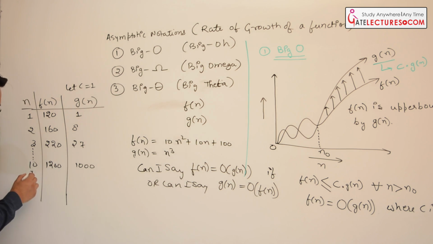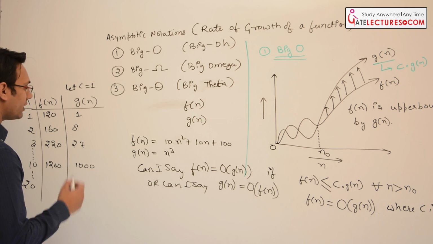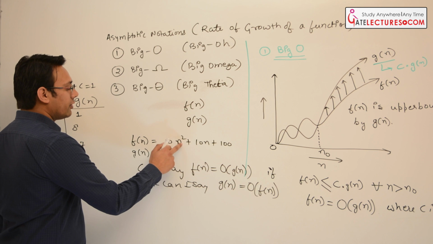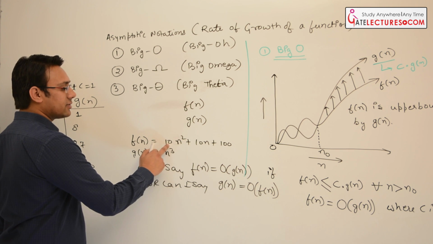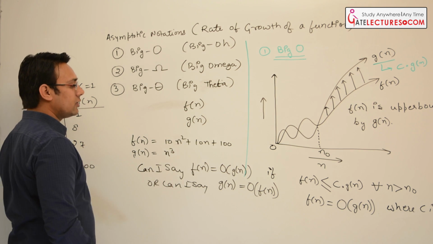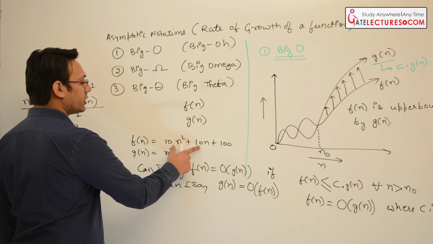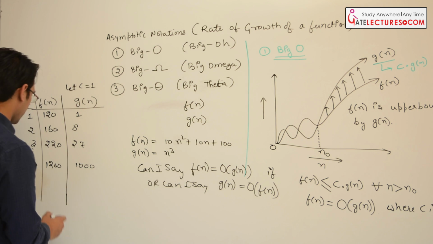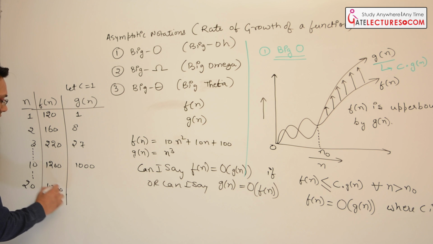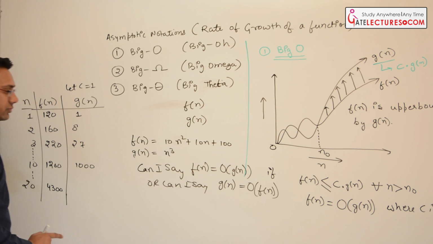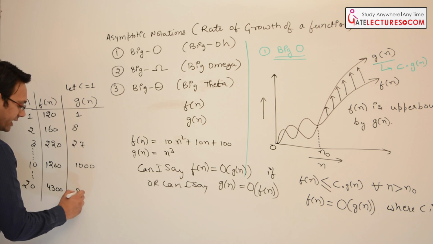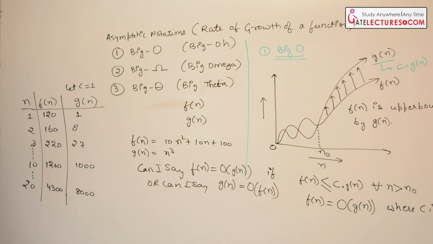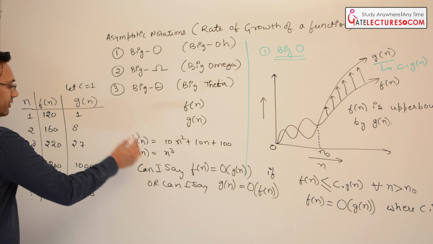Now let us just increase the value to 20. Now if the value of n is 20, then this became 400 into 10 is 4000 plus 200, that is 4200 plus 100, that is 4300. And now what is this value? This value became 8000. Take any value bigger than 20. This Gn will always be greater than Fn.